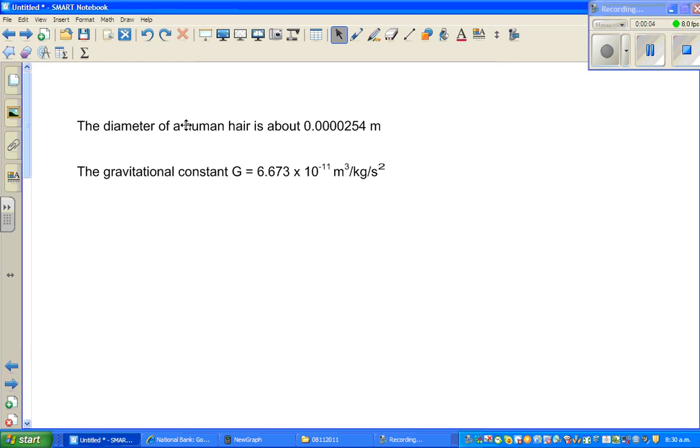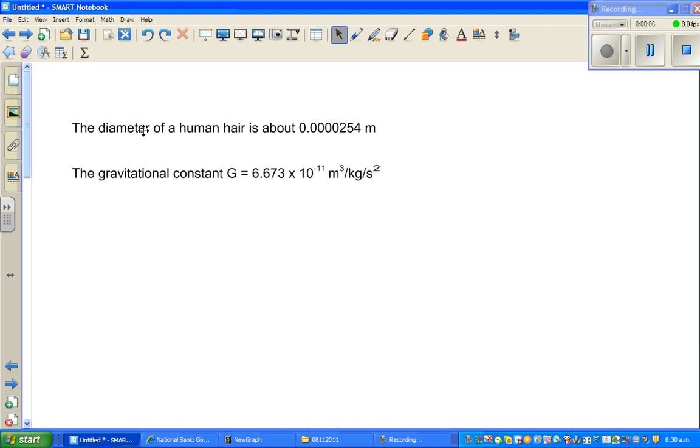Hello, in this video, continuing with scientific form, I got two pieces of information. One is the diameter. The diameter of a human hair is 0.00000254 meters. And the gravitational constant G is 6.673 times 10 to the power negative 11. And this is the unit, but we don't need to worry about the unit. It's meter cubed per kg per second squared.